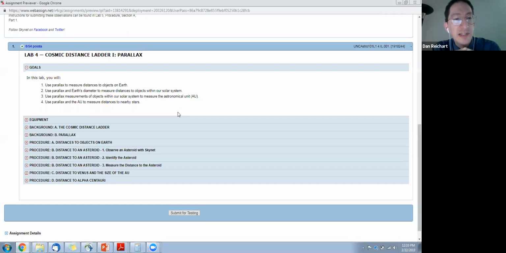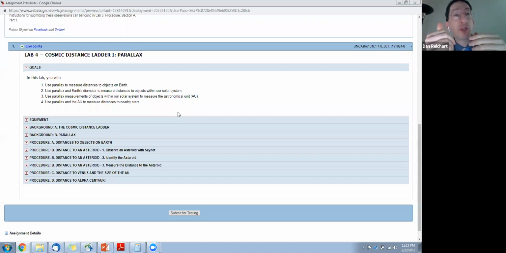The first part is to use parallax to measure distance to objects on Earth. And then they're going to use parallax and Earth's diameter, which they measured in lab 2, to measure distances to objects within the solar system, be an asteroid. And I'll talk about how that's observed. Last time we didn't go through the process of putting that in because I said it's a little tricky. We're hoping to improve this. Right now, it pretty much has to be done by Skynet staff, but I'll come back to that. And hopefully once we get this funding, we'll make it such that everyone can do it, or at least the instructor can do it more easily than now.